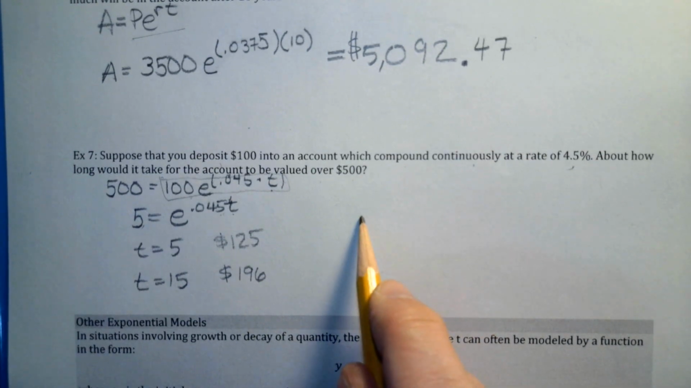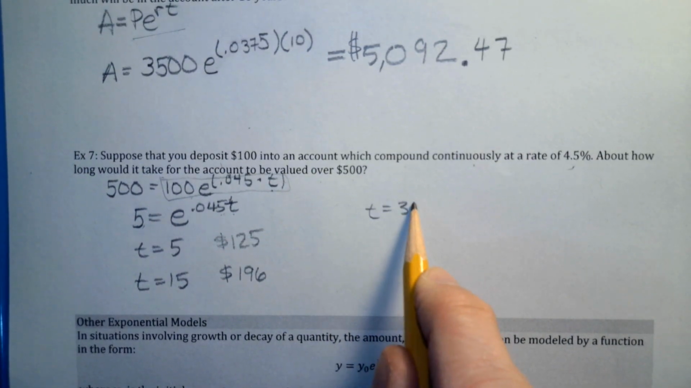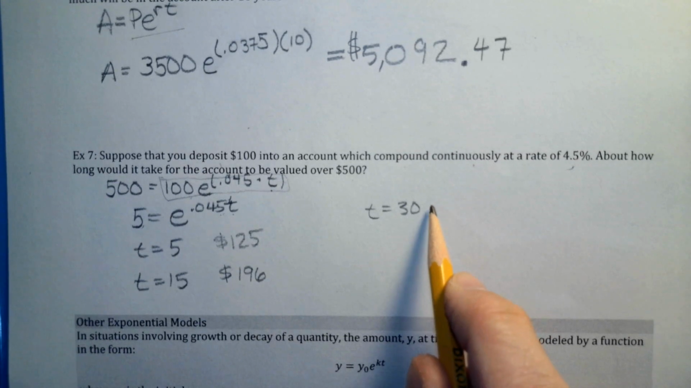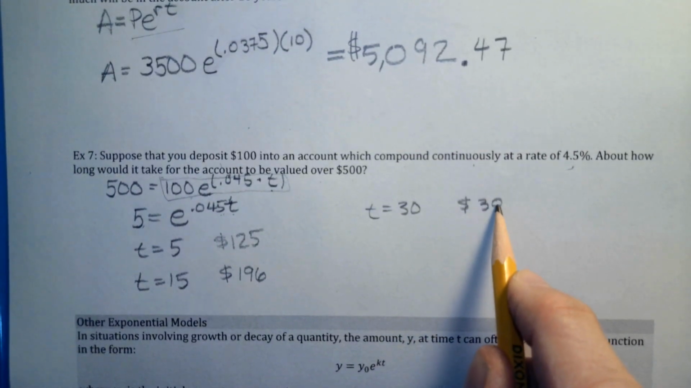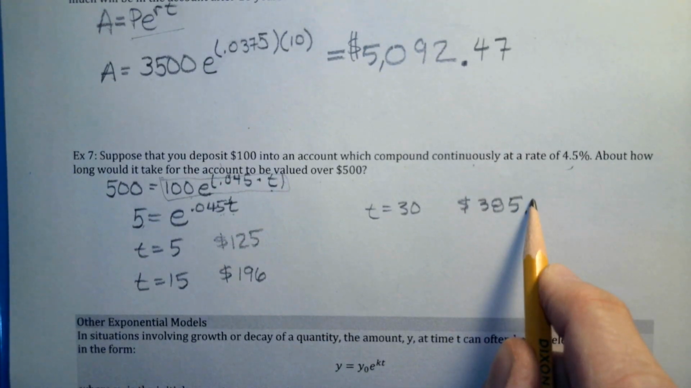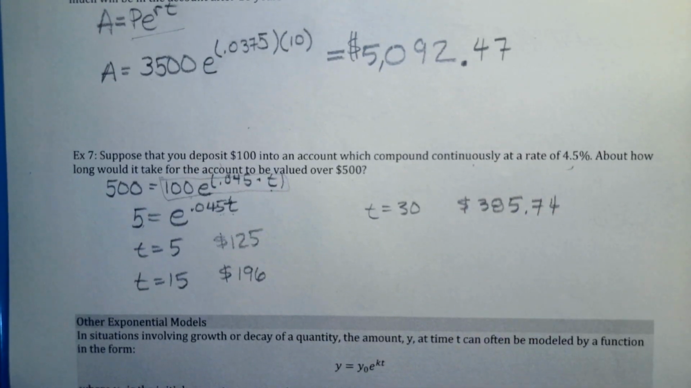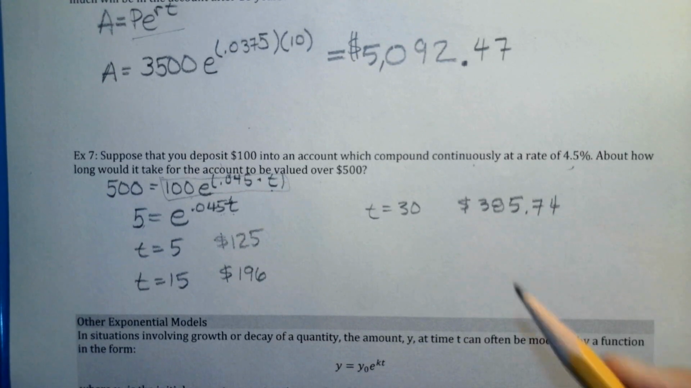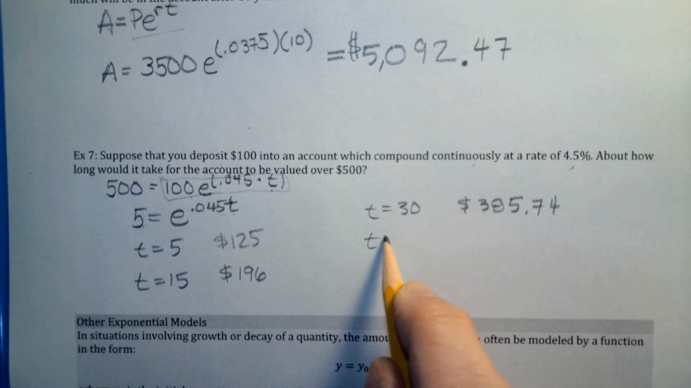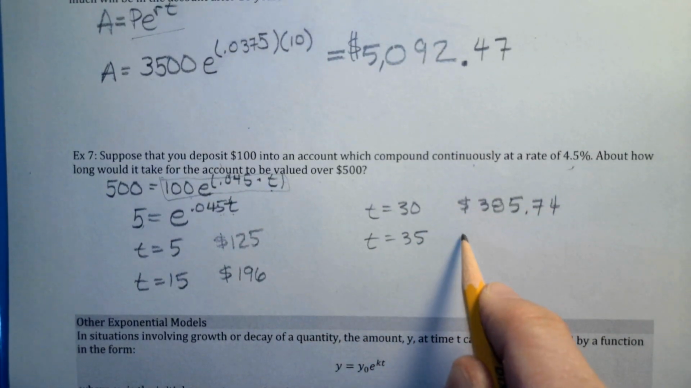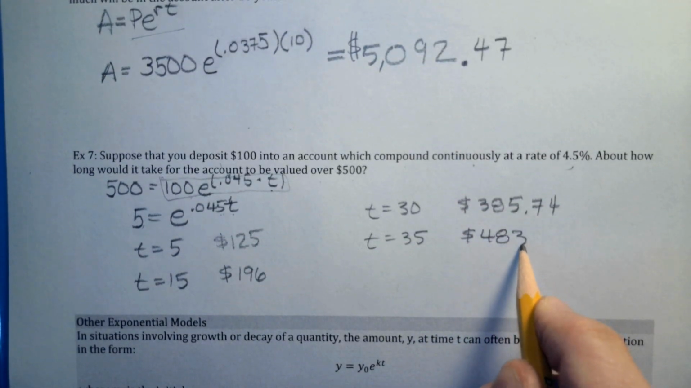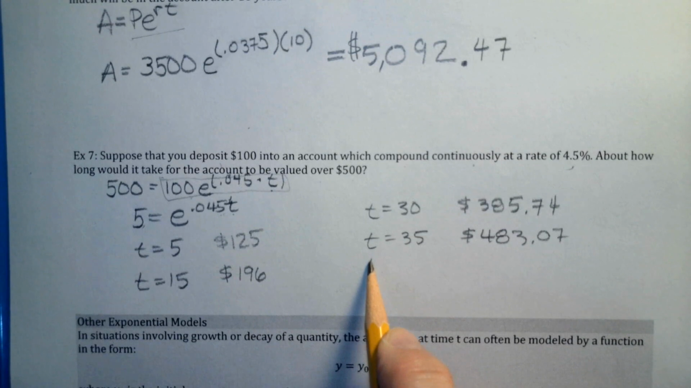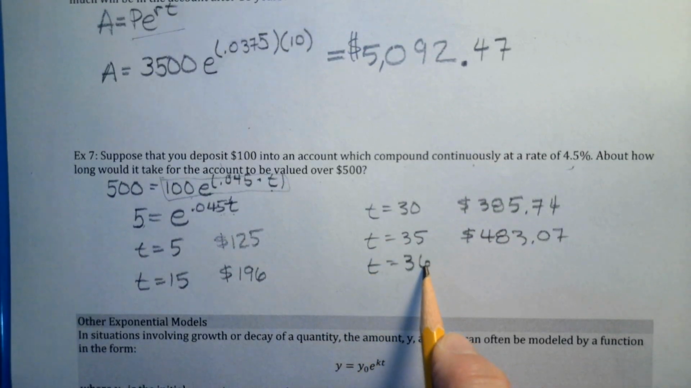So let's jump and say, well, what if t is 30 years? I did these calculations, so if you want to stop and do them yourselves, that's fine. That gives us $385. All right, so that's still not even close. Let's do 35. 35 gives us $483.07, and then finally t equals 36.